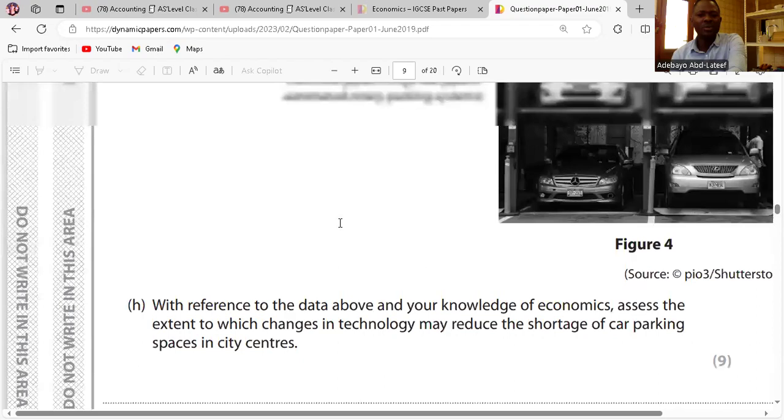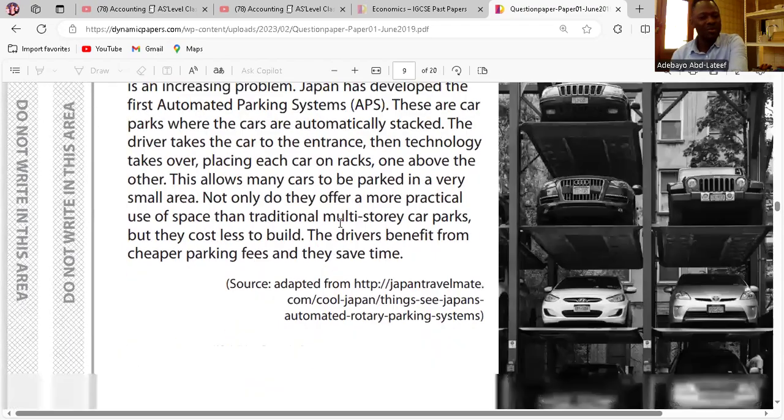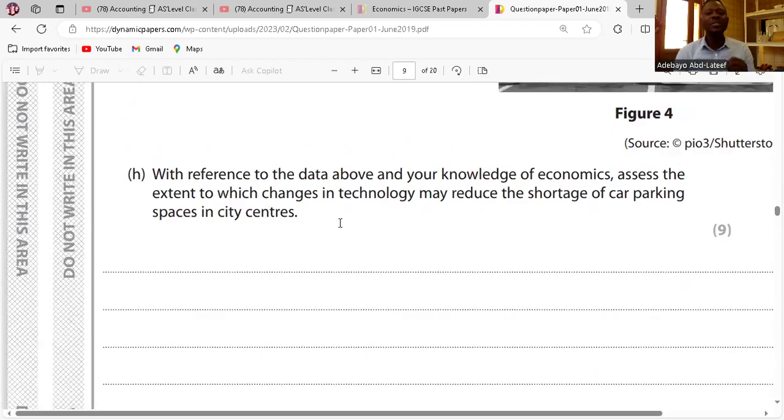There's a case study there, which I'm just going to let the students go through. Then we'll move on. With reference to the data above and your knowledge of economics, assess the extent to which changes in technology may reduce the shortage of car parking spaces in city center. First, shortage comes as a result of demand greater than supply. Do you get that? So, without advancement in technology, that means demand for parking space will still be more than supply. So now there is advancement in technology through the APS, right?